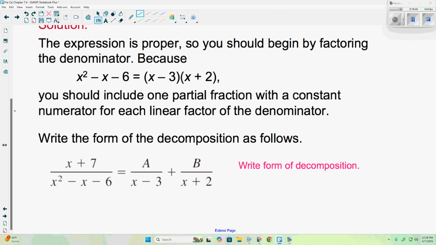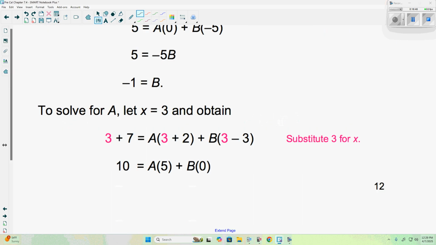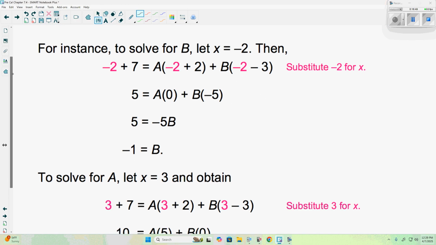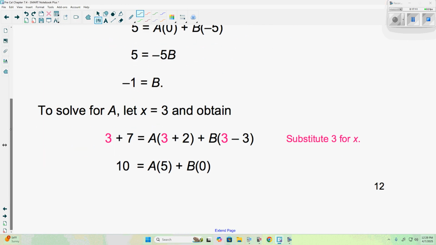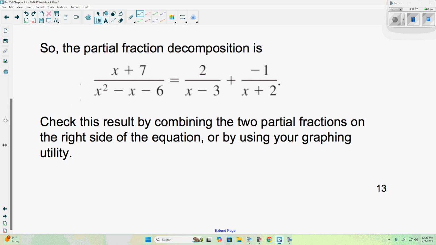So this here, they set it up. Factored and multiplied through. They said let x be -2, so they were trying to figure out what's going to make that set of parentheses be 0. -2, so it gave us 5 is equal to a times 0 plus b times -5. 5 is equal to -5b. b is -1. And then they did the same thing for the other side. Telling us that 2 over x minus 3 plus -1 over x plus 2.